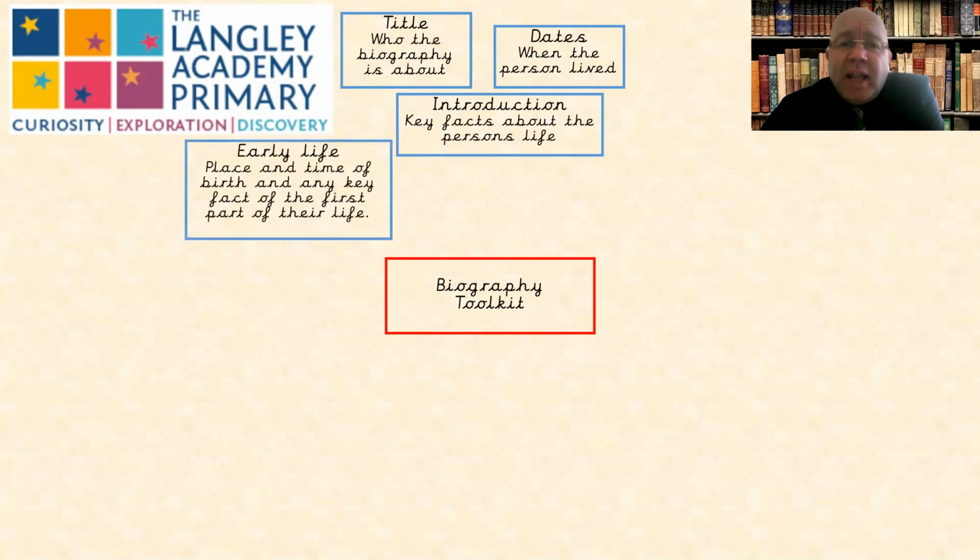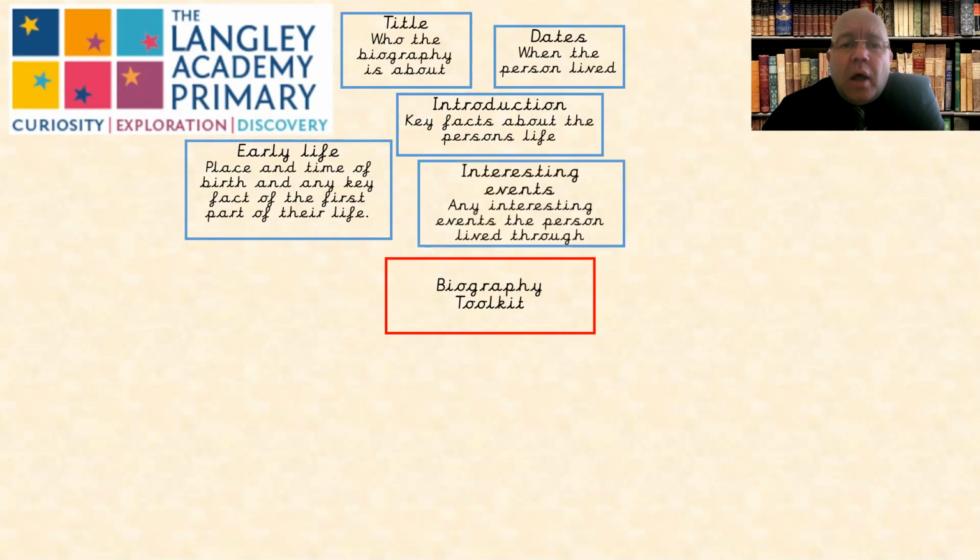Then we move on to early life. We know when this person was born, but where were they born? Who were they born to? So who were their parents? What school did they go to? If we can find out, what were they like at school? What sorts of things did they achieve there? And school starts all the way from our primary, so as a young child, right the way through their education, so right the way through to colleges and universities.